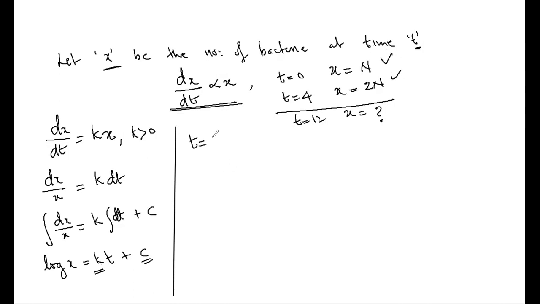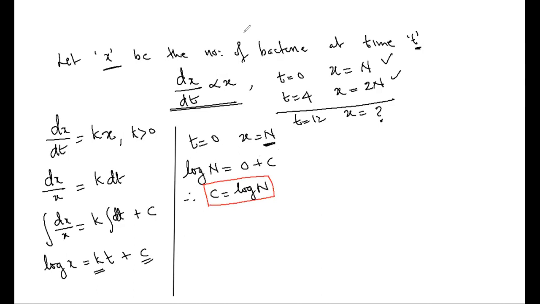When time is 0, x is n. They have not given us the initial number of bacteria, so I put the letter n for it. So log n is 0 plus c. From there I get c is equal to log n. So one unknown I've obtained. Let me put a box for it. Now I need to find the other unknown. So I'll put this back here: log x is kt plus log n.